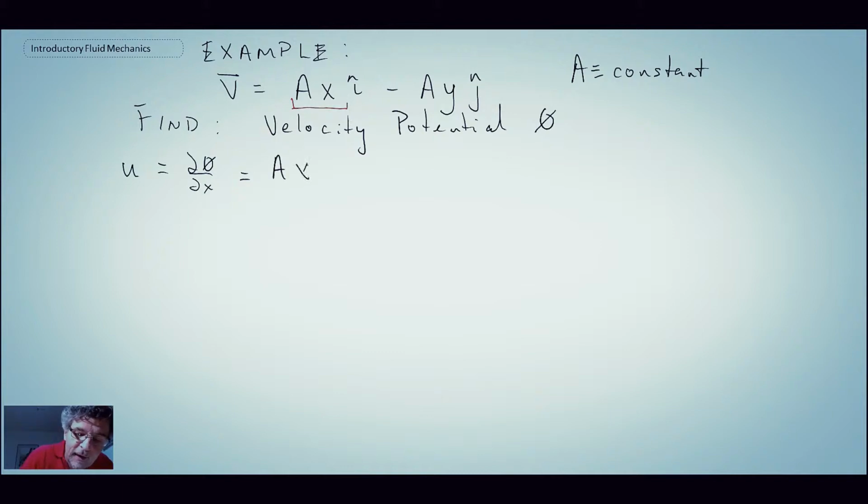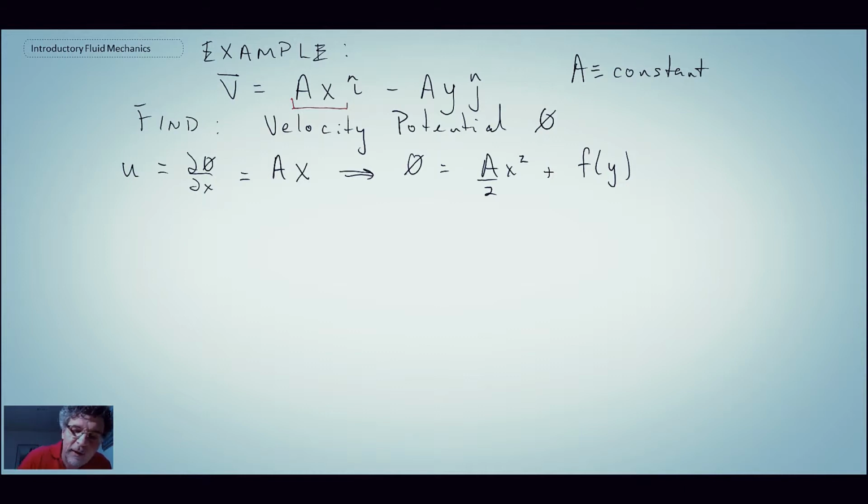So that is equal to ax. And if I go ahead and integrate that, what I then get is phi is equal to ax squared divided by 2 plus some function of y. It could be a constant or a function of y. We leave it arbitrary at this point.